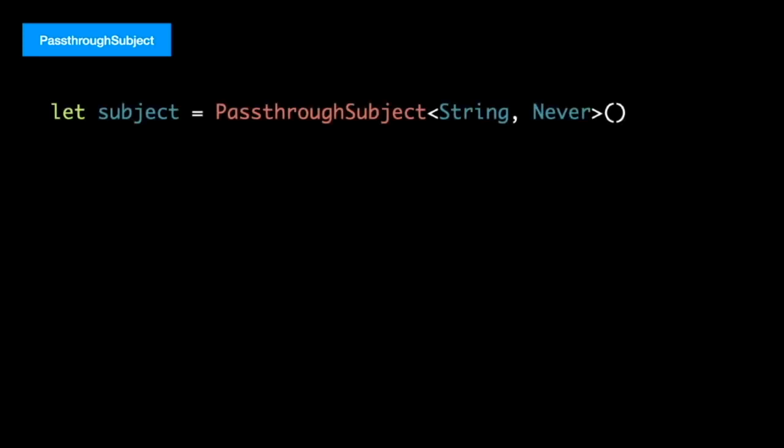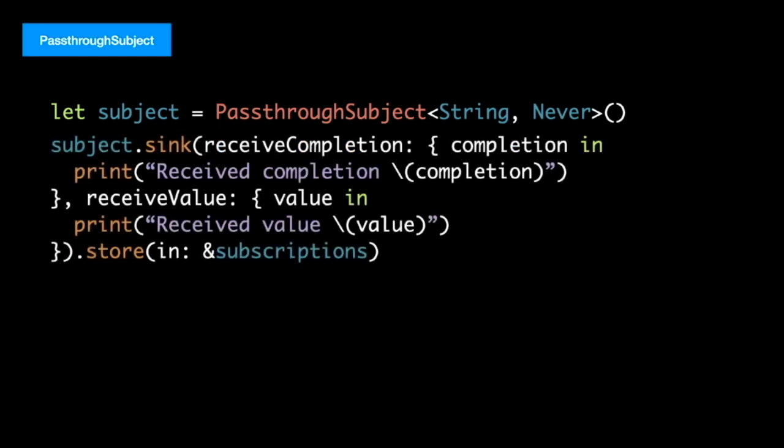Let's go through another publisher. This publisher is called the PassthroughSubject, and it's kind of like what the name sounds. It passes through or publishes the type you send to it. So in this declaration, we're defining this publisher as a PassthroughSubject that can publish a string and can never fail. When we receive values from that subject, we print the completion as well as the value.